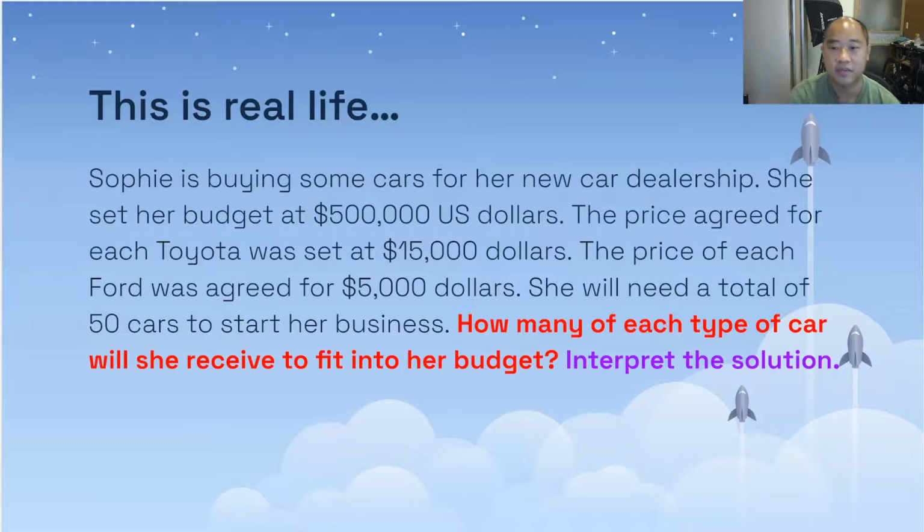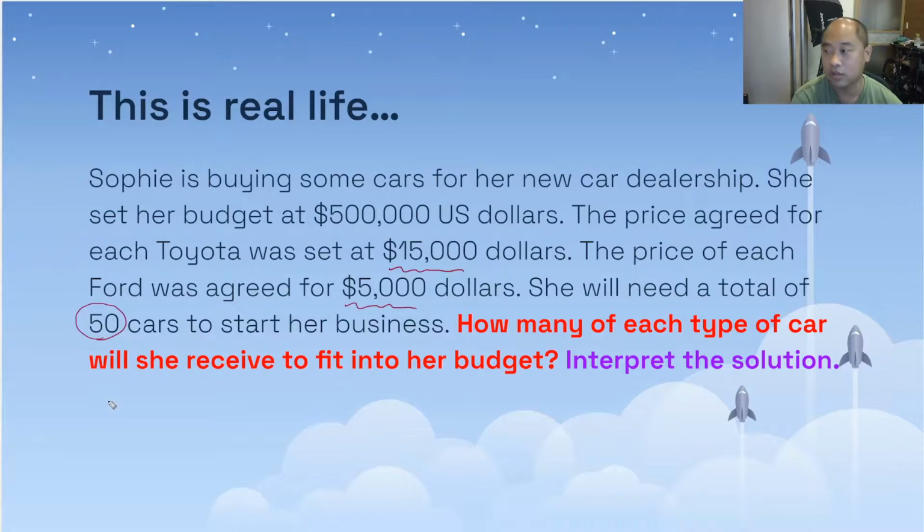So let's say that Sophie is buying some cars for her new car dealership, and she has a budget of $500,000 USD. So she has a US car dealership, she has $500,000, and she wants to buy some cars to sell. And so she agrees to buy Toyotas for $15,000 per Toyota. For each car, it's going to be $15,000. And she agrees to buy Fords for $5,000. And she's going to need a total of 50 cars to start her business.